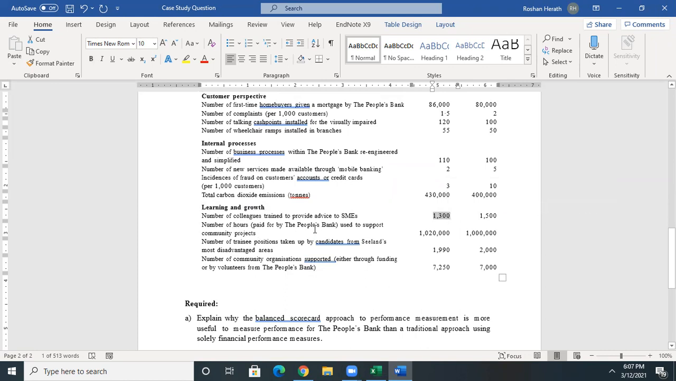The number of hours paid for by the People's Bank used to support the community projects.